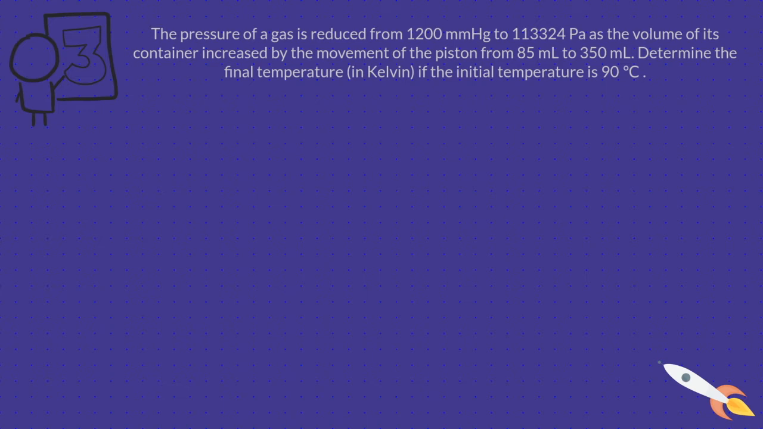So the first one I'm going to convert is the 1200 mmHg. Converted to ATM, it should be equivalent to 1.5794 ATM, whereby 113324 Pascal should be equivalent to 1.1187 ATM. So how are you going to convert this? I'm not going to explain in this video, so you should know how to convert it. First, you may convert it automatically from your calculator, but it's better for you to know how to convert it manually.